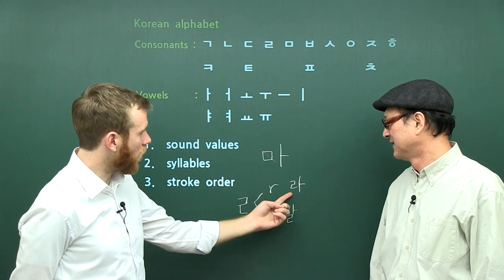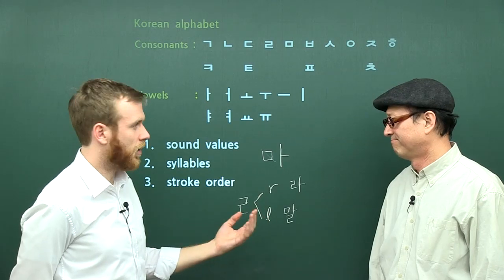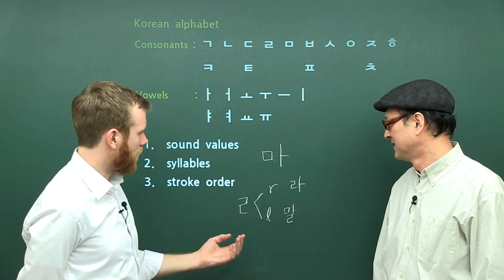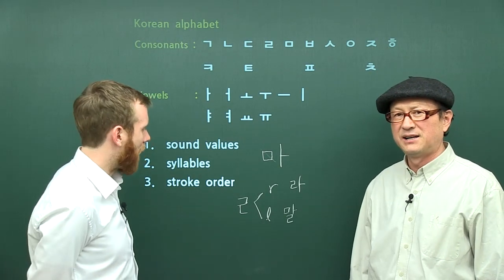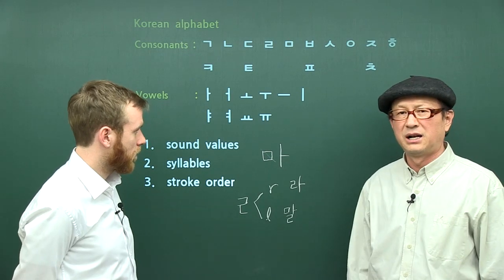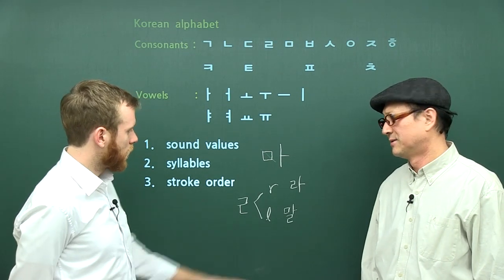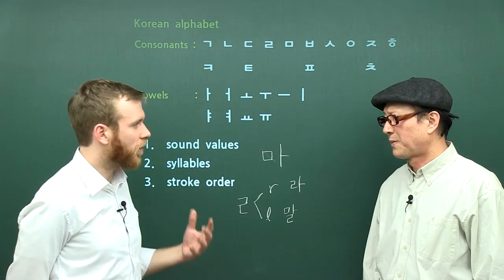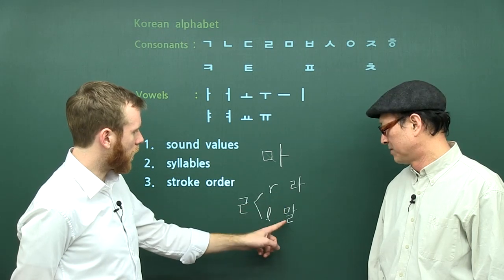When it's at the start of a syllable, it's closer to R. So again, ra, right? And how about down here? Mal. So we did ma. At the end of the syllable, it takes on more of an L sound. So ra and mal.